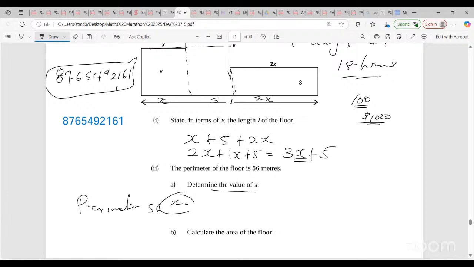Courtney said that is simple, man. Yeah. To find x is simple, right? I agree, Courtney.